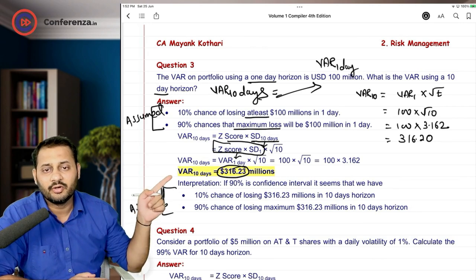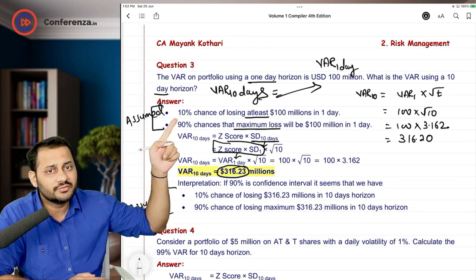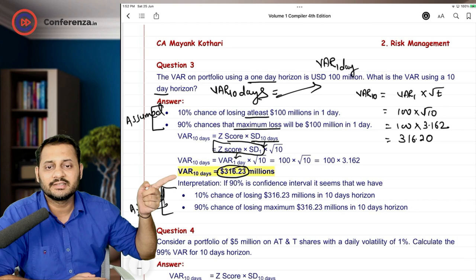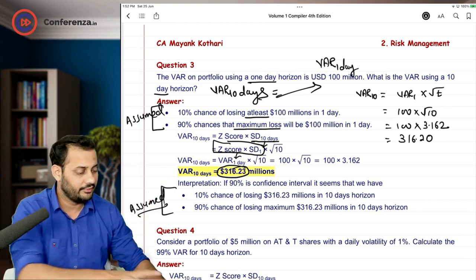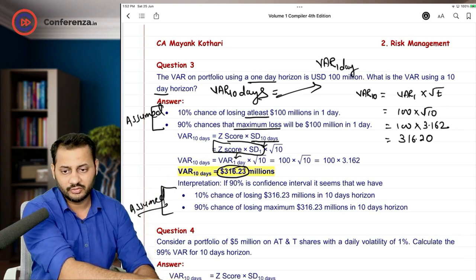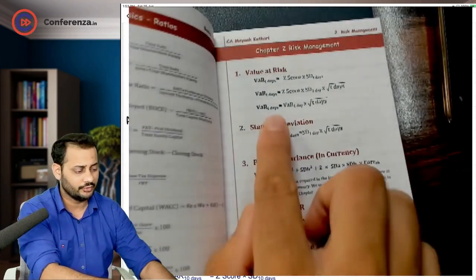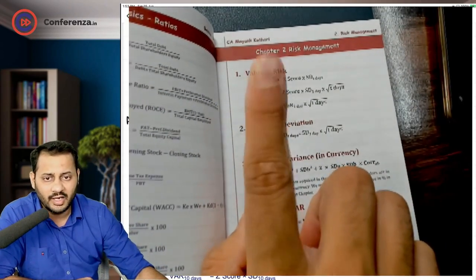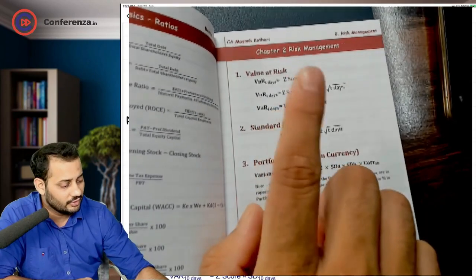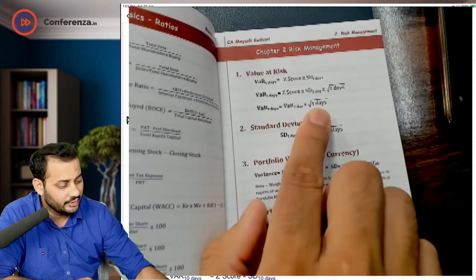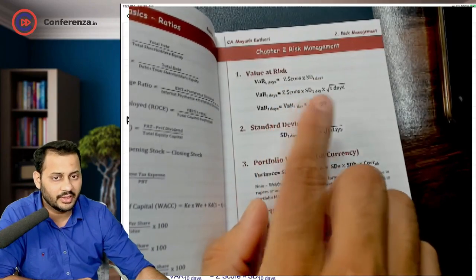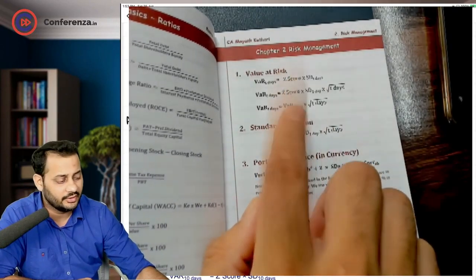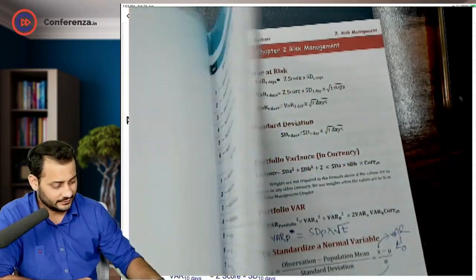316.23 million for 10 days. 100 million is for 1 day. 316.23 million is for 10 days. Which formula did we use here? Just have a look in the formula book. I will just show you. The third formula, VAR for 10 days is equal to VAR for 1 day into under root 10. So 100 multiplied by under root 10, it gives you the answer.